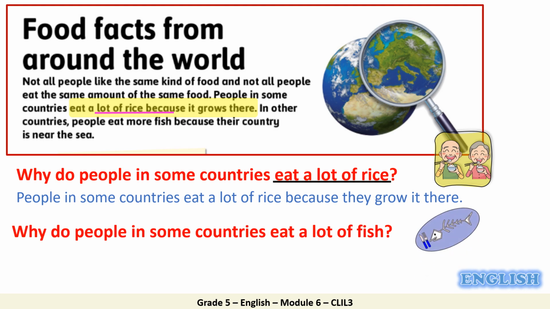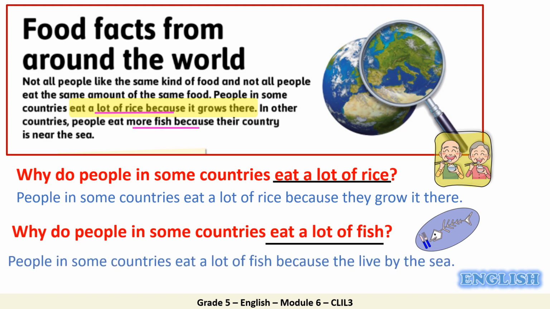Why do people in some countries eat a lot of fish? Let's look for the words eat a lot of fish in the text. Excellent. So the answer is people in some countries eat a lot of fish because they live by the sea. Don't forget to highlight your answer.